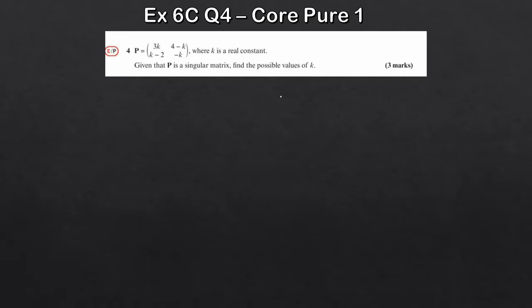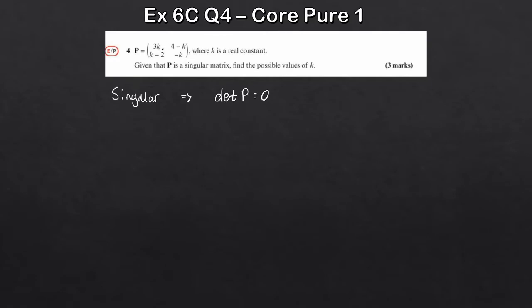So the question's asking us to find the possible values of k if P is a singular matrix. So remember, if a matrix is singular, what that means is that the determinant of the matrix, so in the case of this question that would be the determinant of P, so det P is equal to 0. Okay, so all we've got to do is work out the determinant of this matrix, set it equal to 0, and then just solve.